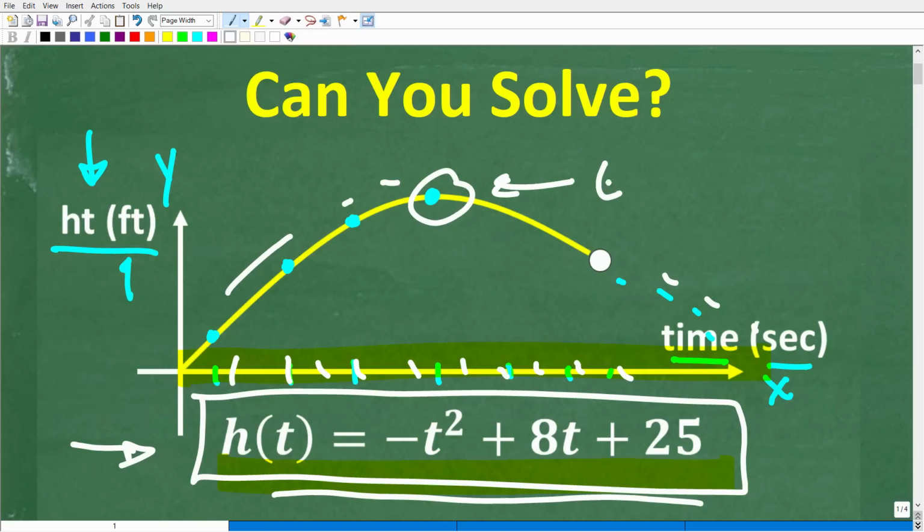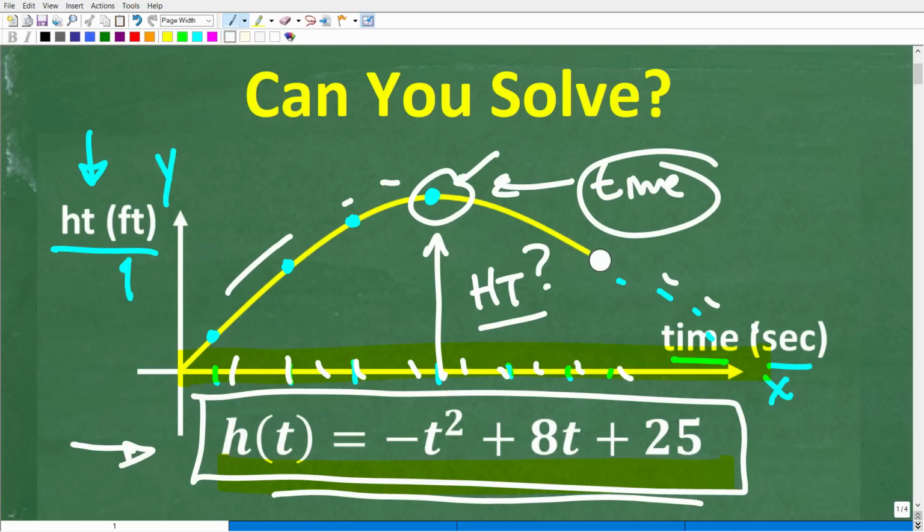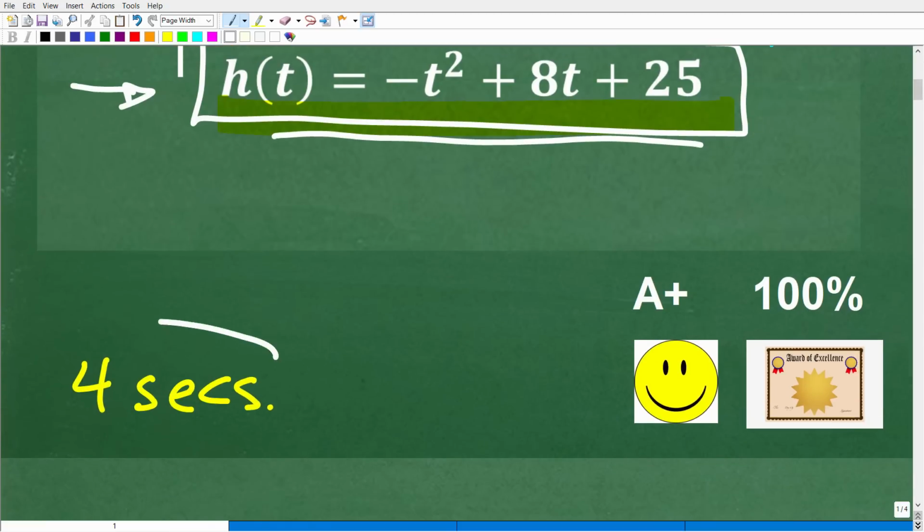We're looking for what time, not the height. That's a separate question. And if you want to find the height, I'll show you the answer to the height later in the problem. But what time is it, or how many seconds into this ball being thrown will the ball be at its highest? Okay, so let's take a look at the answer. The correct answer is 4 seconds.